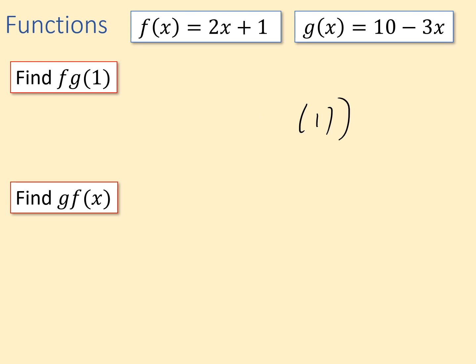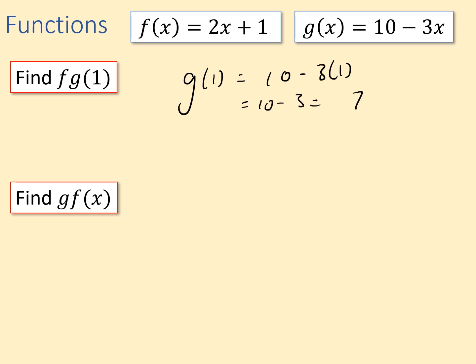We're going to first of all work out what g of 1 is. So g of 1 is 10 minus 3 lots of 1. So it's 10 minus 3, 7. And now that output from g of 1 becomes the new input. Okay, so that becomes the input into f. So we're now going to work out f of 7.